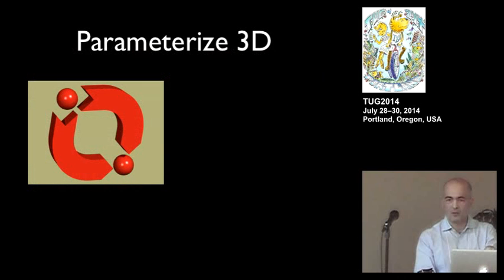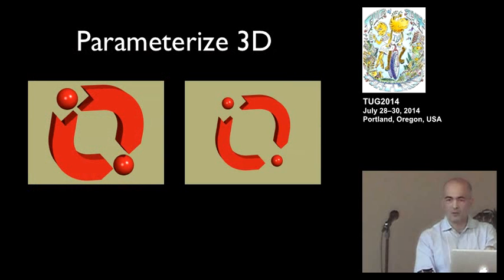So this, again, just like TeX, is a logo in 3D that I generated using POV-Ray. By changing one parameter, you can change the thickness of everything because you've parameterized it. So that's something you can't do with interactive 3D programs.